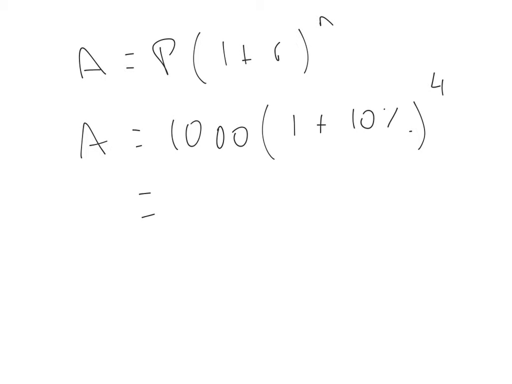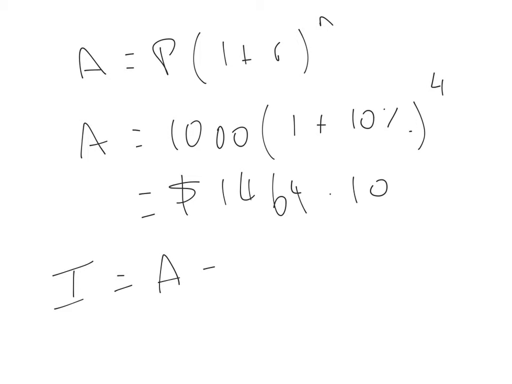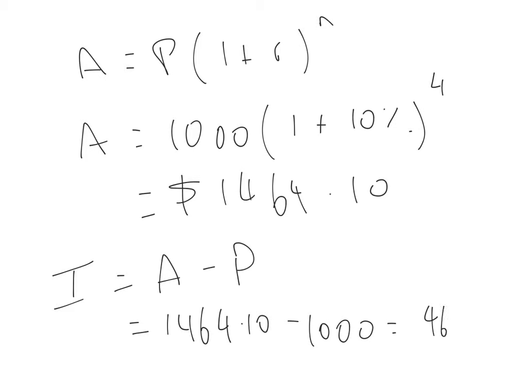This will work out to be 1464.10. So this is what your account will read in 4 years' time. That's not how much money you've earned. The interest that you've actually earned is the amount that ends up being, take away what you started with. So the amount minus the principal. So it's going to be 1464.10 minus 1,000, and that's 464.10.